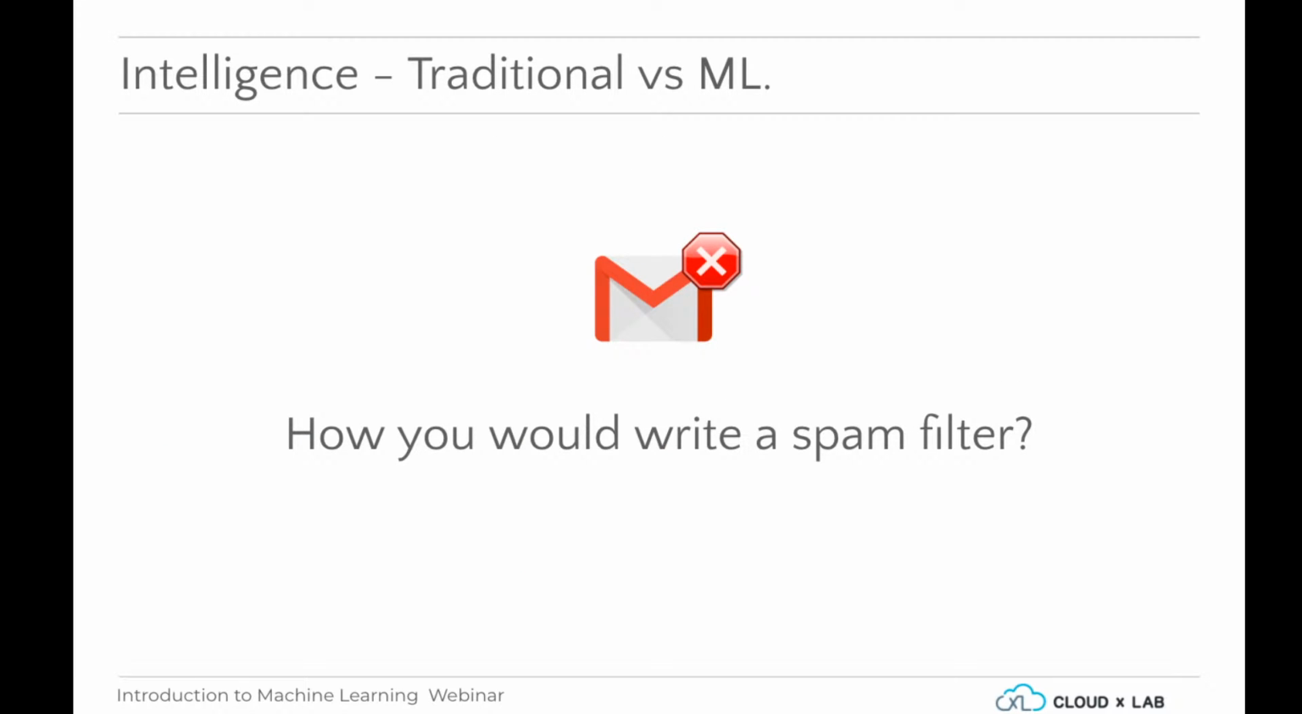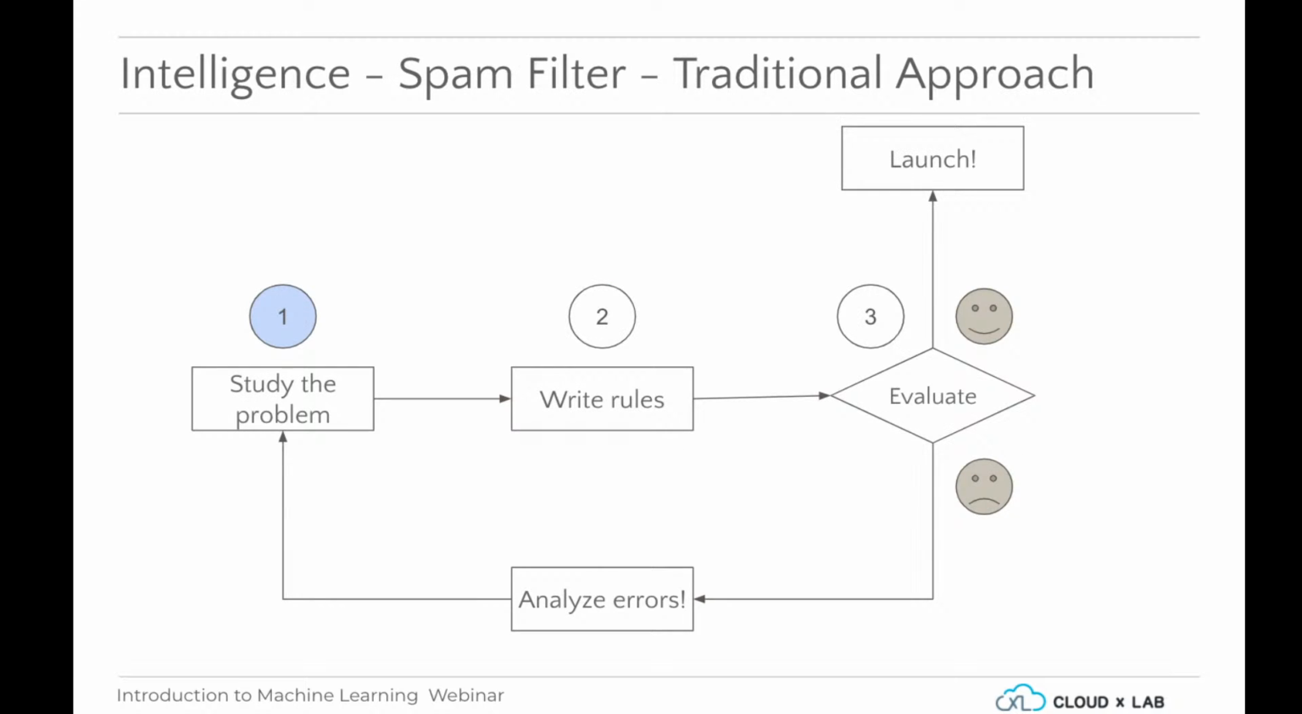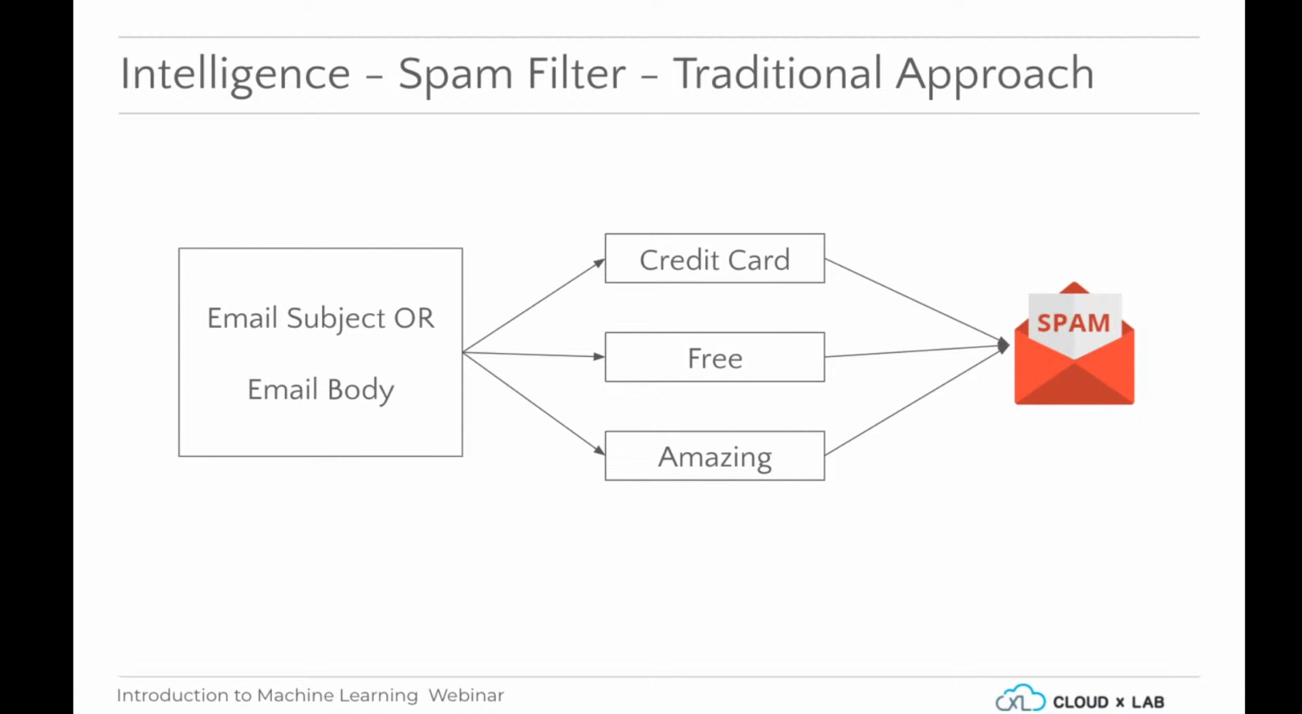Now let's talk about something more practical. Say you want to write a spam filter, and what we're going to do is compare an older, traditional method versus a newer ML method. In the older method, you would study the problem, write some rules, and evaluate. If you're not happy with it, you would analyze the errors, change the rules, and then launch it.